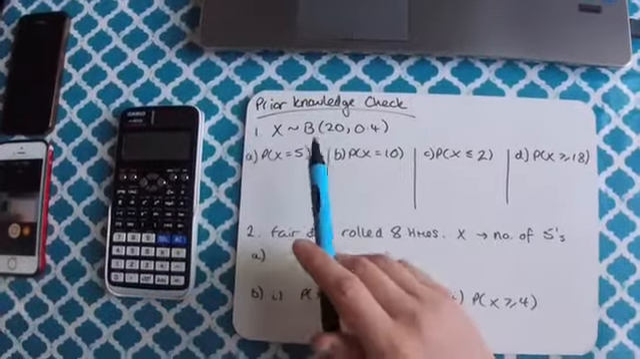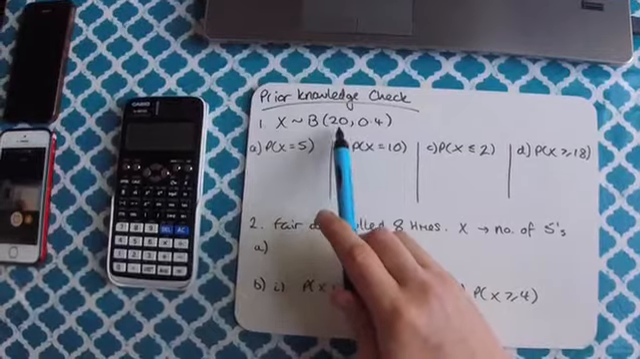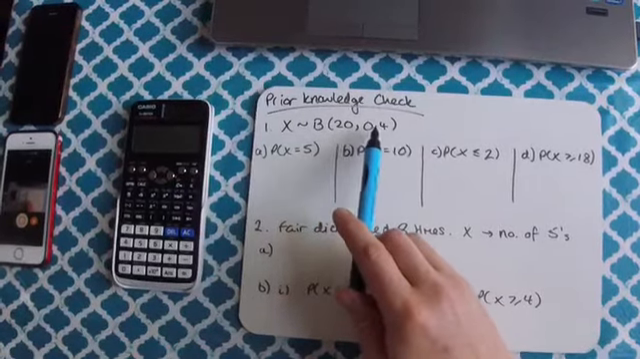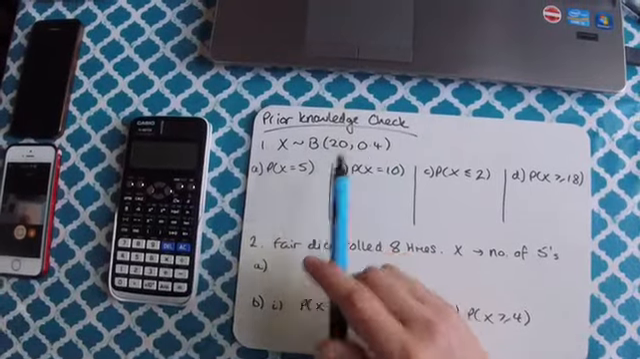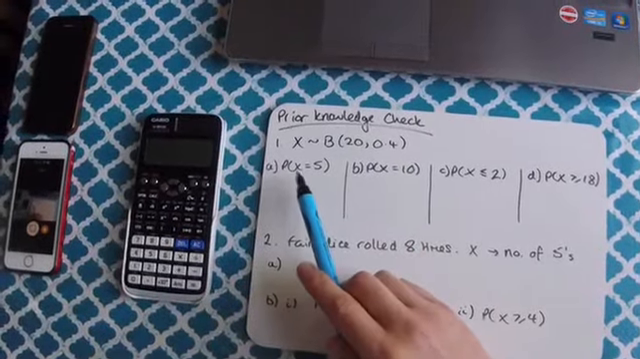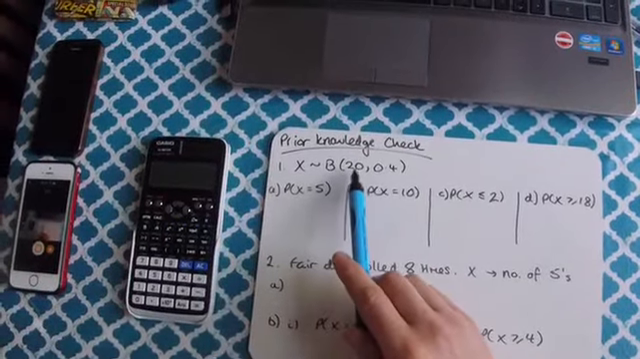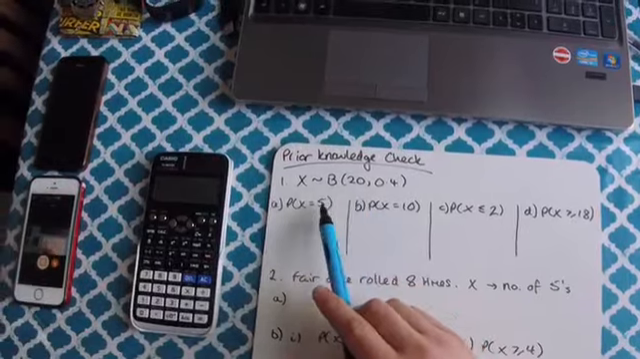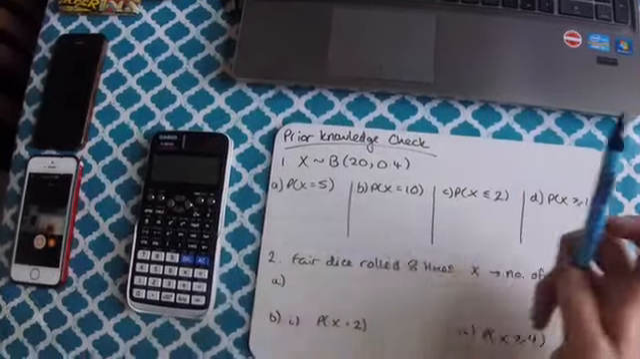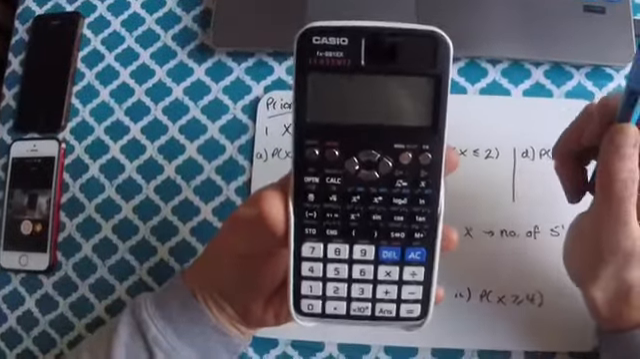So binomial distribution usually gives me two numbers, 20, which is the number of trials, and 0.4, which is the probability that each of those trials has of success. So the first question, we are looking at the probability that x equals 5. So in those 20 trials that we're doing, what's the probability that 5 of those would be successful? So we're going to grab your calculators here.